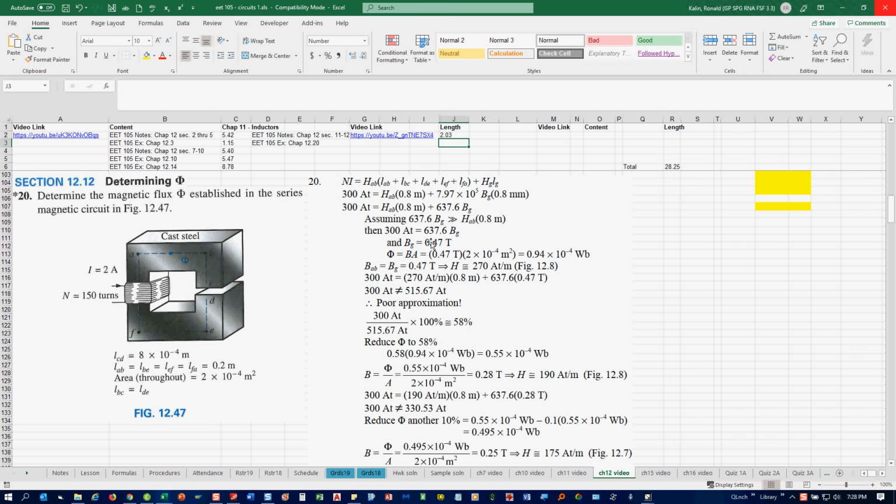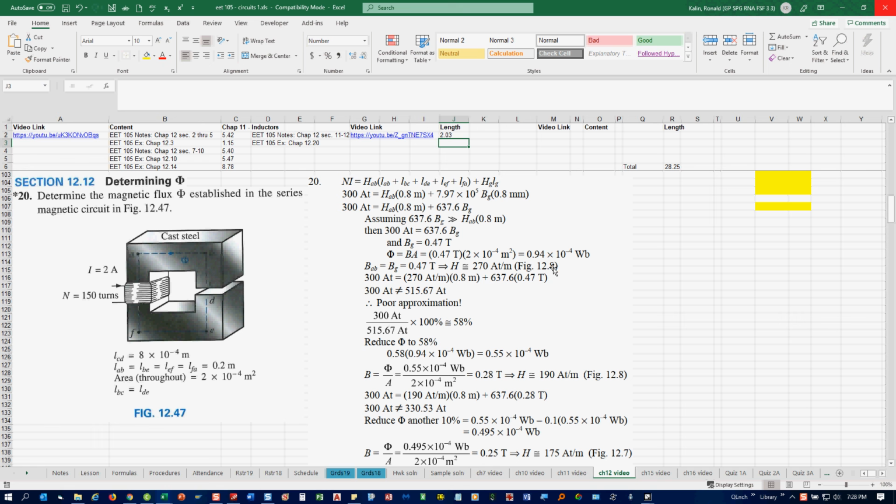Bg equals 0.47 Teslas. So then phi, because that's what you're being asked to find, is B times A. Is that 0.47 times 2 times 10 to the negative 4th, which you're given. Where was it? Right here. And then phi equals 0.94 times 10 to the negative 4th Webers. So then B of AB equals Bg equals 0.47.